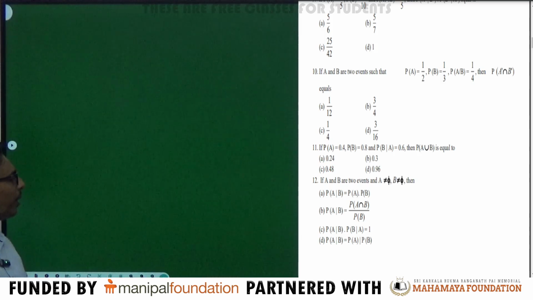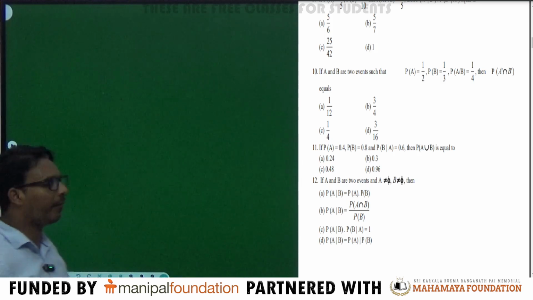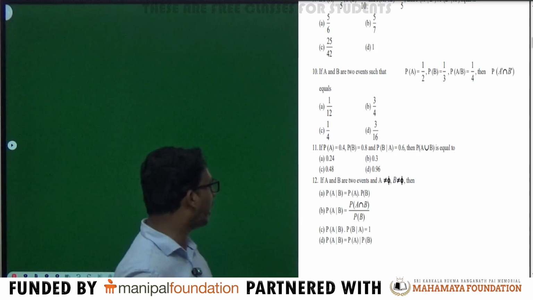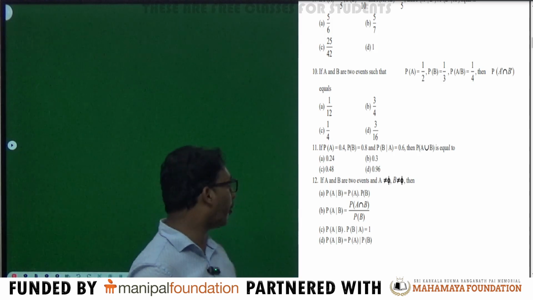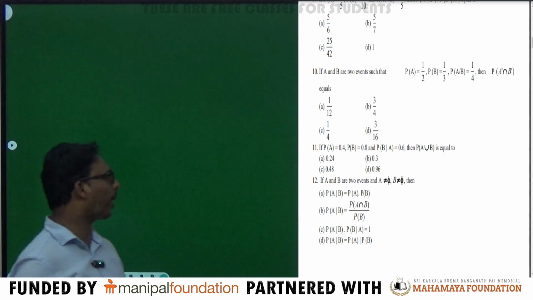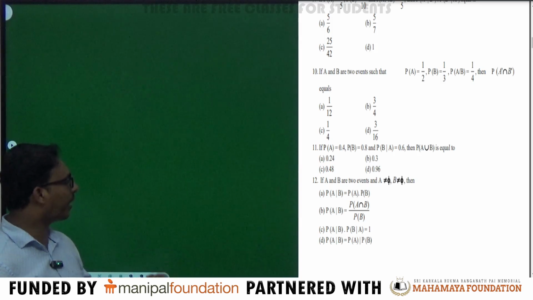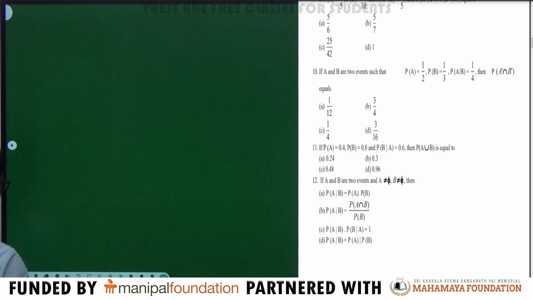The right formula for the probability of event A given that B has already occurred is probability of A intersection B upon probability of B. The correct answer is option B.